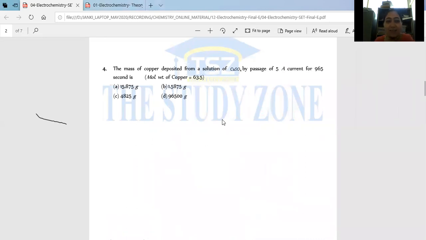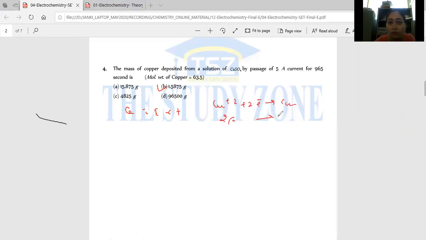Seems like this is a bit similar to the previous one. So again copper sulfate solution, time is given, I is given, so first of all you can find out Q is equal to I into T. Let me check the question. Yes, the answer is B, 1.5. Q is equal to I into T. Simple, apply the reaction: Cu2+ plus 2 moles of electrons gives Cu.